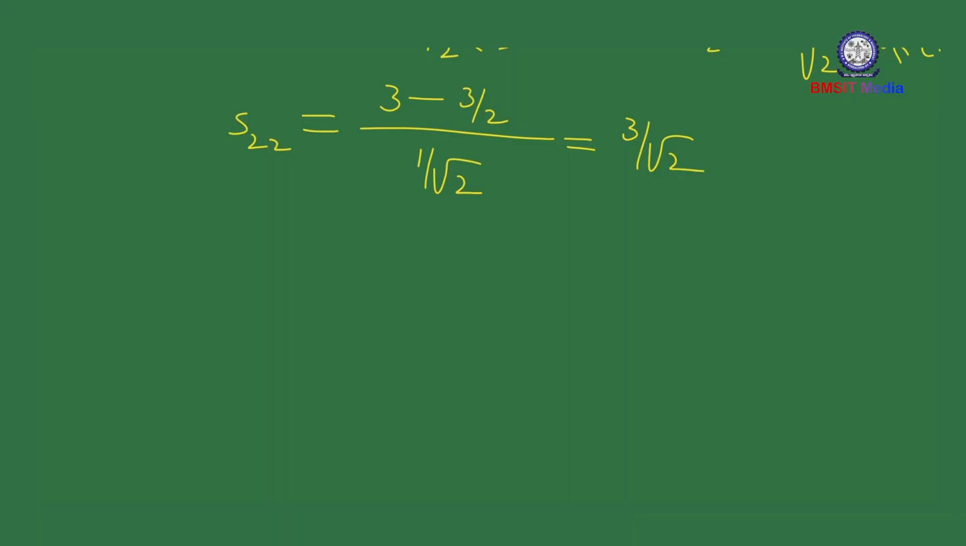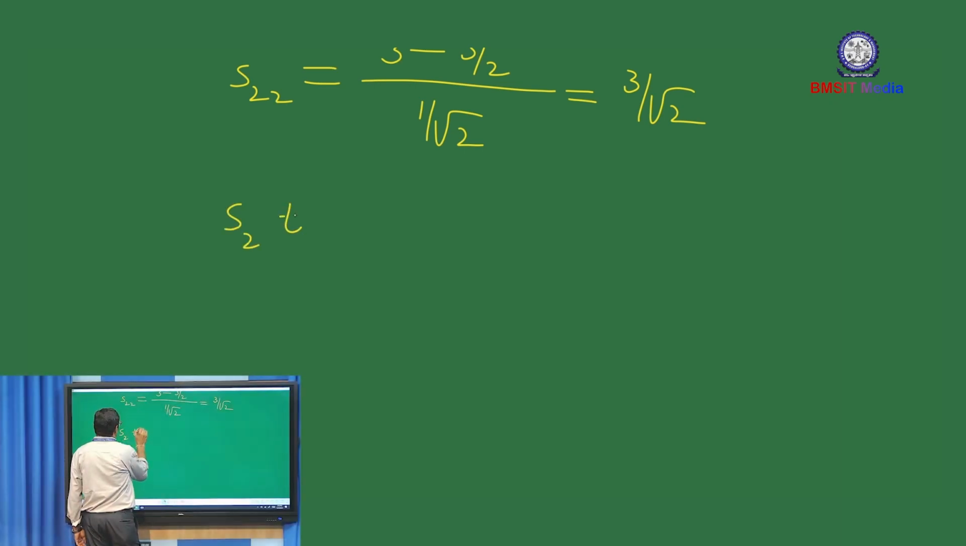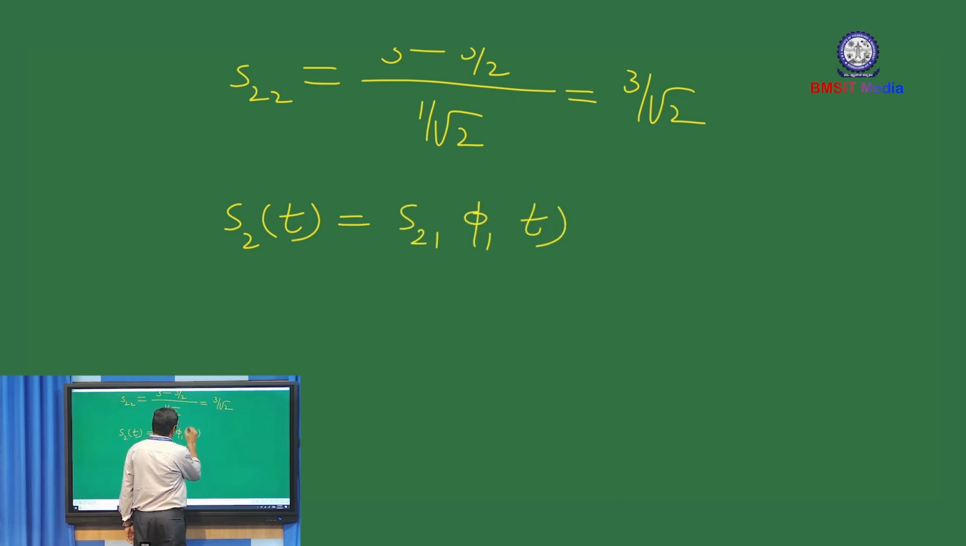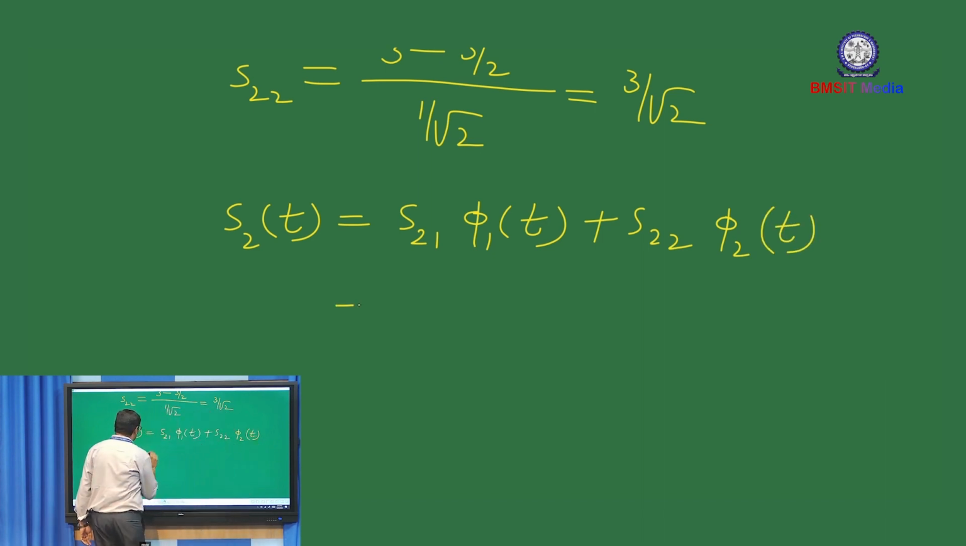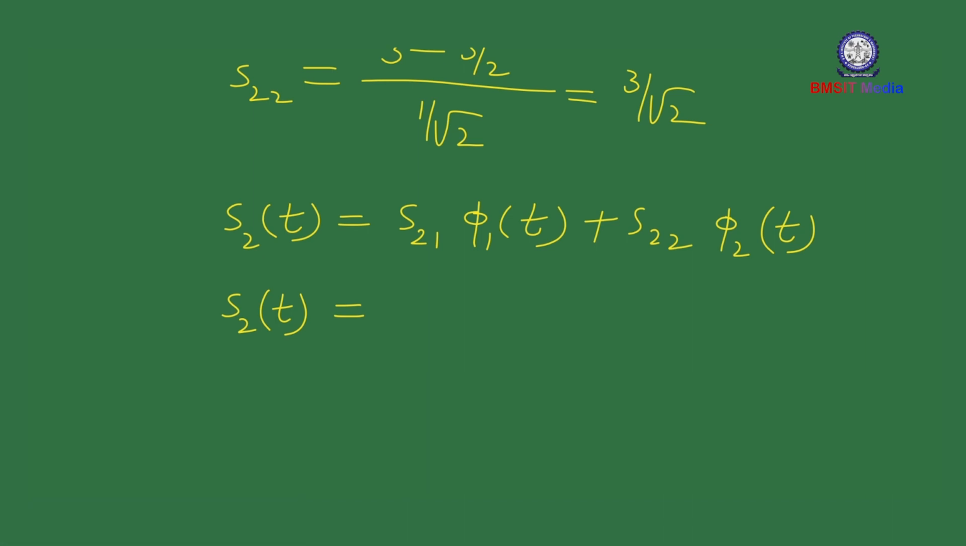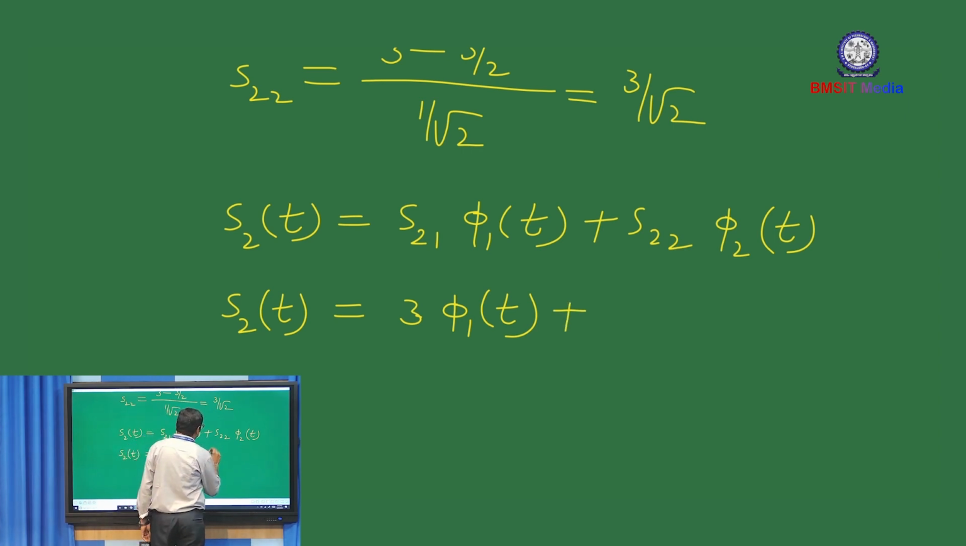So now I can express S2 of t as S21 phi 1 of t plus S22 phi 2 of t. I know the values of S21 and S22. With that, I can write S2 of t is equal to 3 into phi 1 of t plus 3 by root 2 into phi 2 of t.